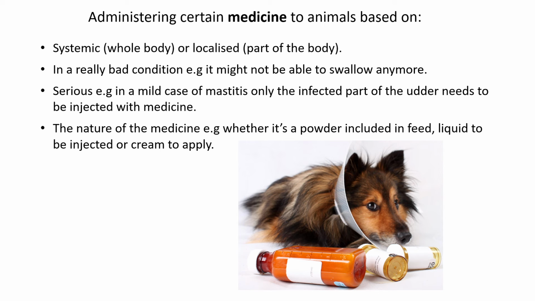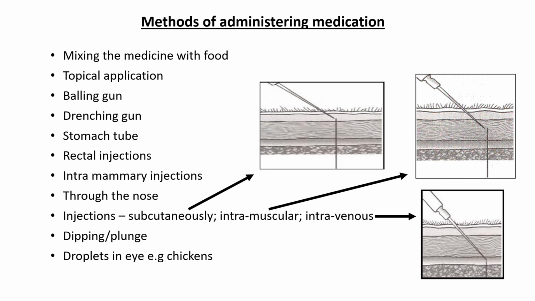So these are 4 points, 4 things to keep in mind before deciding what to medicate your animal with. Then methods of administering medication is also important, meaning firstly, the obvious one, can we mix the medication with the food and give it that way to the animal? Secondly, topical application, do we just put like a cream on the surface, the skin of the animal? Then a balling gun and a drenching gun, these things are usually used to put the medication through the mouth of the animal. And on the next slide, I'll show you guys some pictures of this.